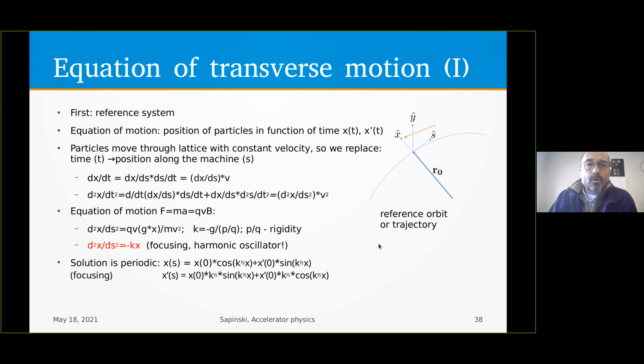All right, now if we want to understand what is happening with the beam in the accelerator, we have to create an equation of motion for the particles in the machine.